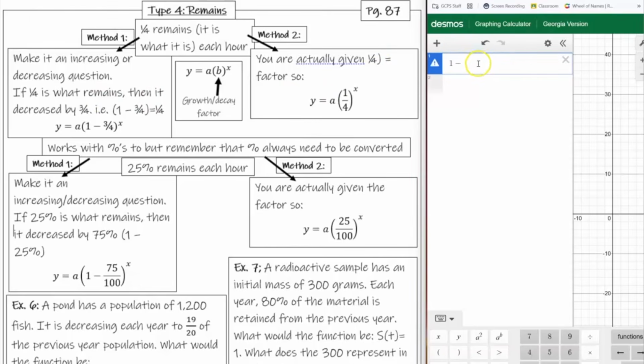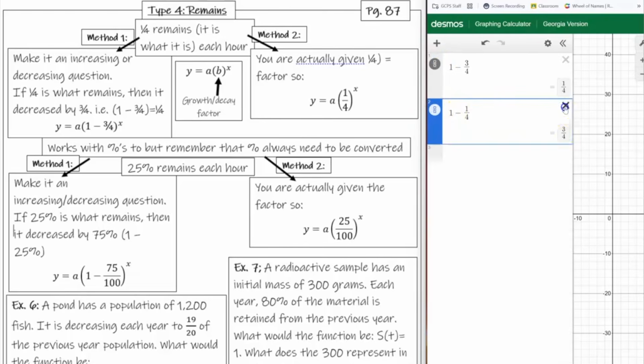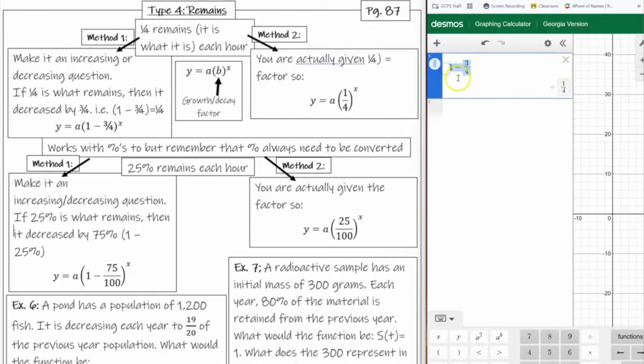So this is going to be a decreasing problem. Well, how much did I decrease it by in order to get 1/4 remaining? 3/4, right? And I can know that by typing 1 minus what I have remaining, and it decreased by 3/4. So it decreased by 3/4 and I have 1/4 remaining. So that's your B. You can write it like that in terms of decreasing. In other words, 1 minus 3/4 is a quarter. So that's your B factor. Or you can understand that 1 minus 3/4 is what remains, a quarter. So I can just put a quarter as my B.